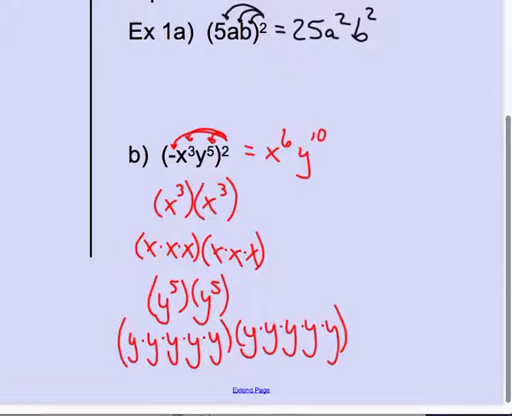So let's take a look at our exponents and see if there's a faster way to do this. I started with x cubed, and when I squared it, I ended up with x to the 6th. So looking at those exponents, we multiplied them together. Same for my y's. y to the 5th squared is 5 times 2, or 10.